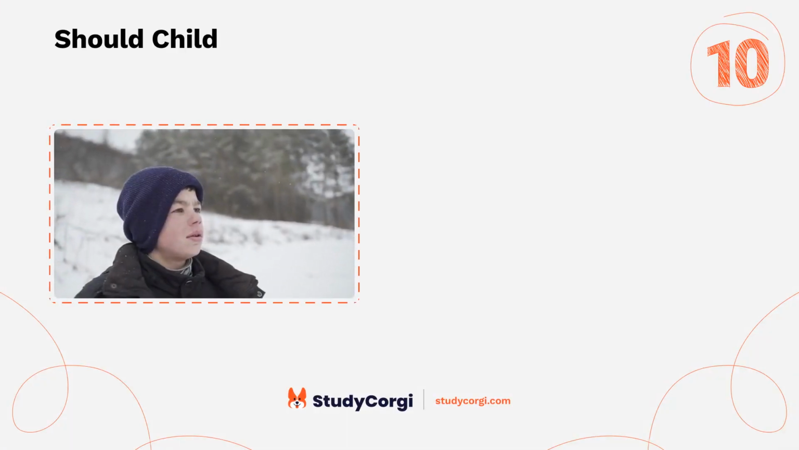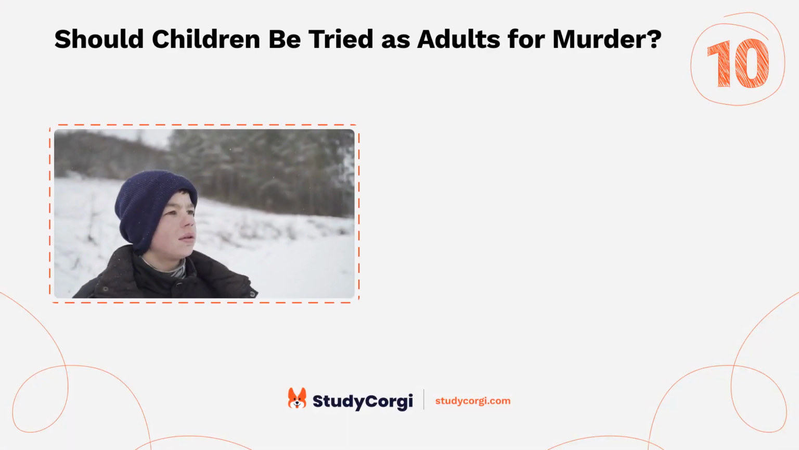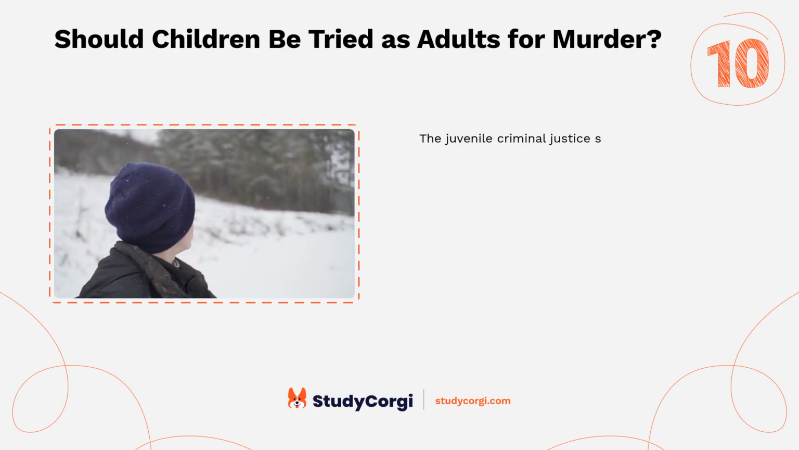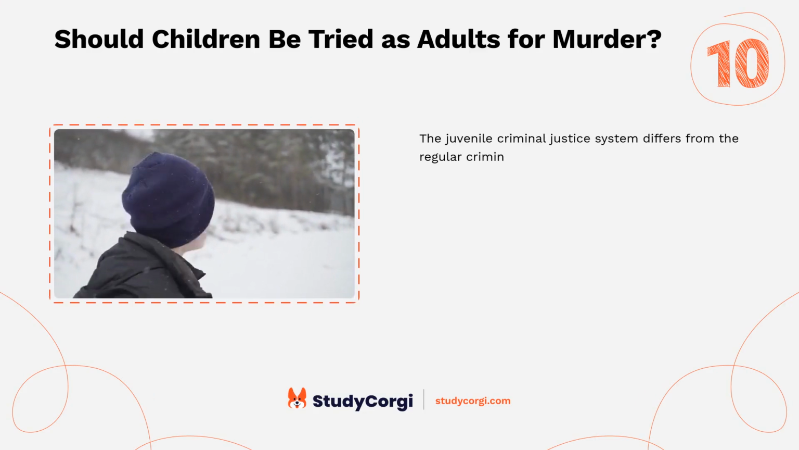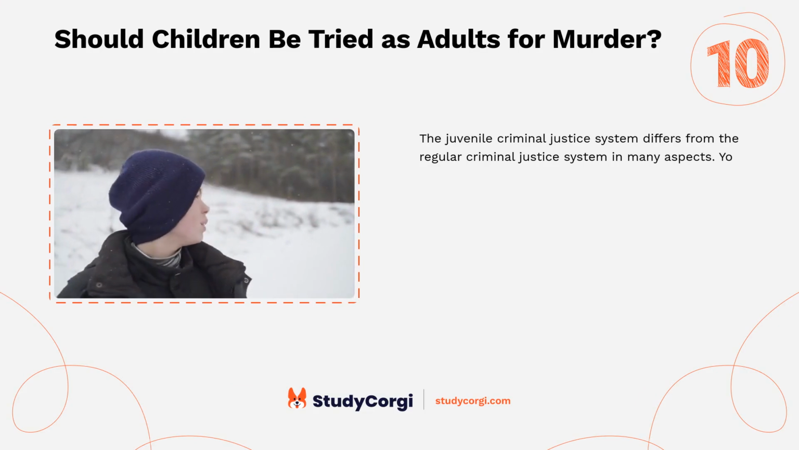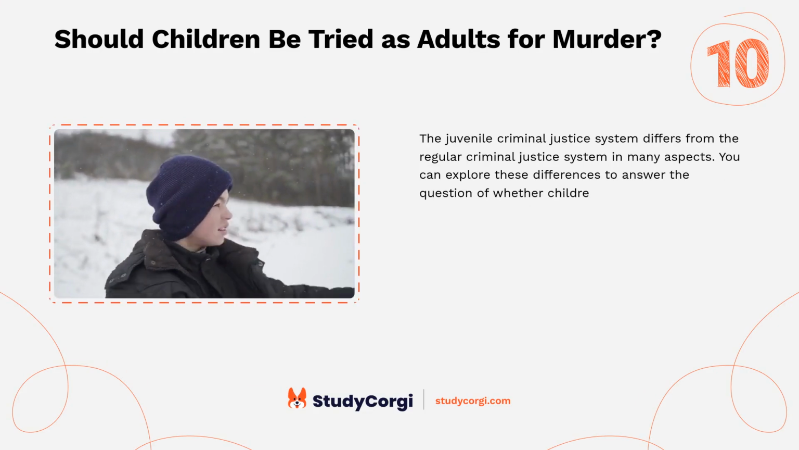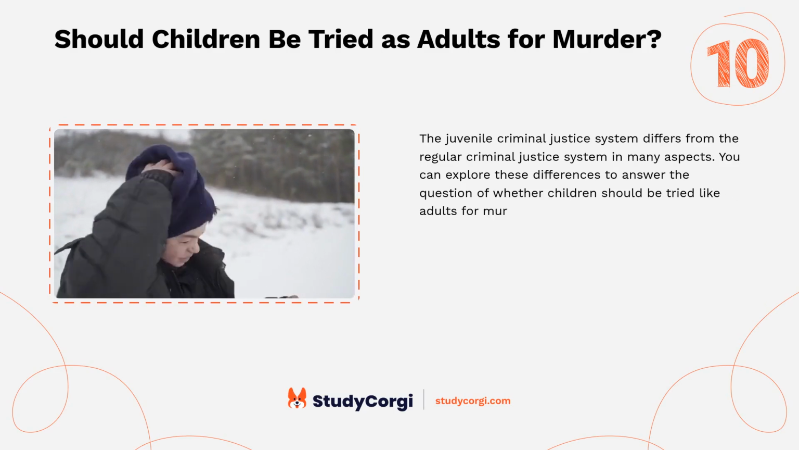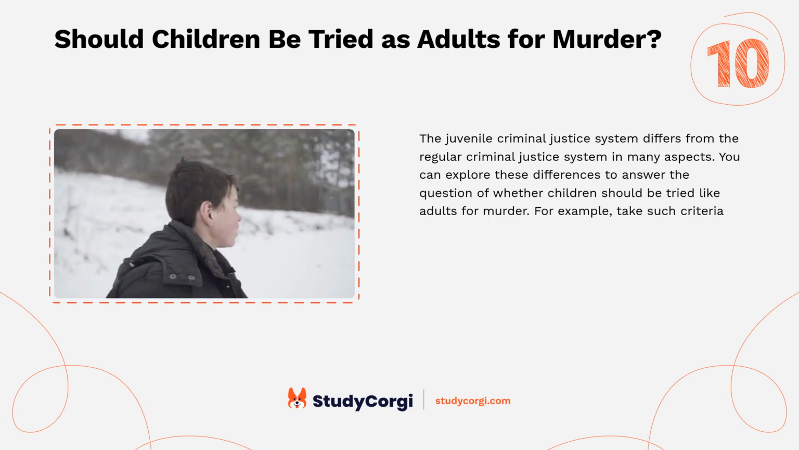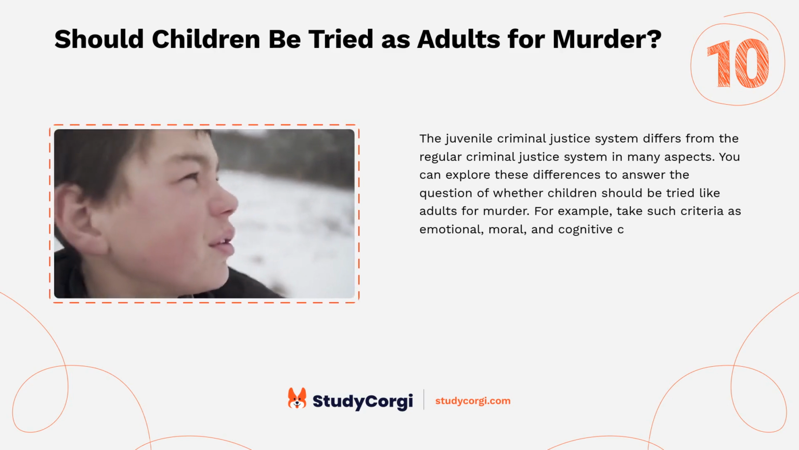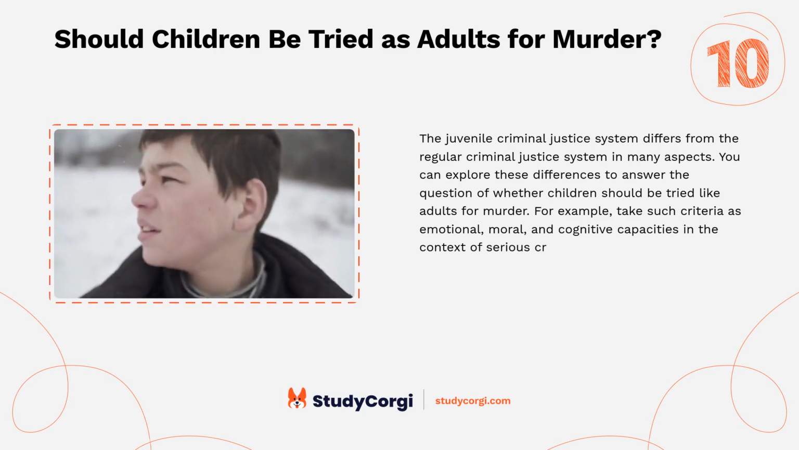Should children be tried as adults for murder? The juvenile criminal justice system differs from the regular criminal justice system in many aspects. You can explore these differences to answer the question of whether children should be tried like adults for murder. For example, take such criteria as emotional, moral, and cognitive capacities in the context of serious crimes like homicide.